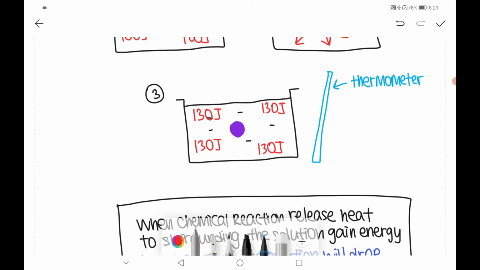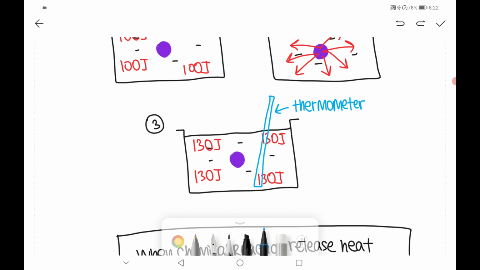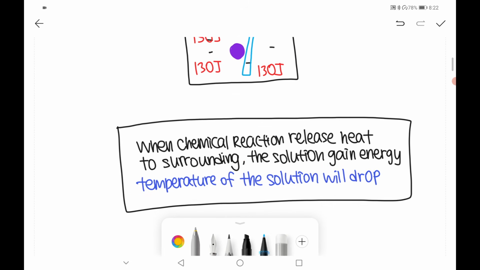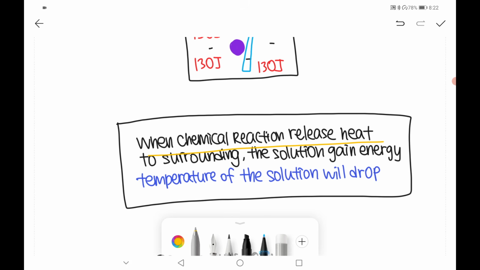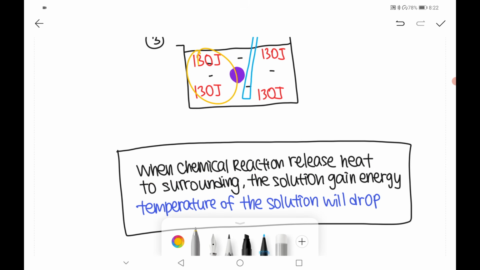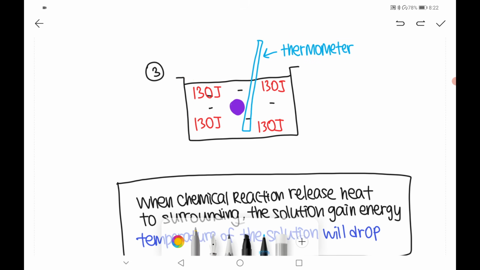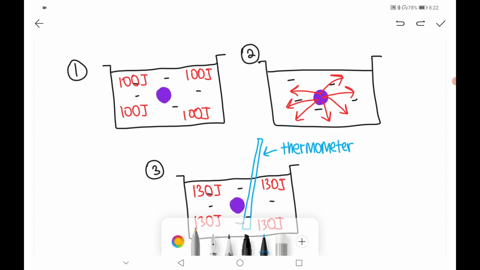When you absorb the heat from the surrounding, the surrounding should have less and less energy. Very simple one. Same thing, all the numbers here no need to memorize. So when you put in a thermometer, what do you expect you can see? When the chemical reaction releases the heat to the surrounding, the surrounding, which is the solution, will gain energy. The surrounding will get more and more energy, right? So from 100 now becomes 130.